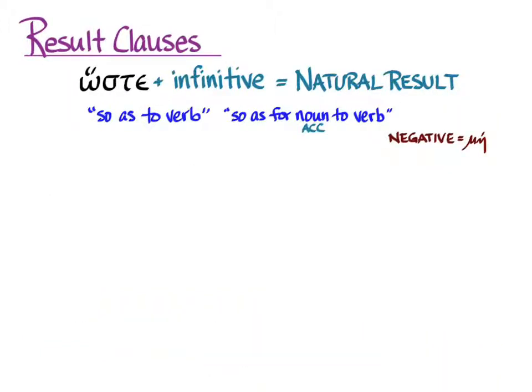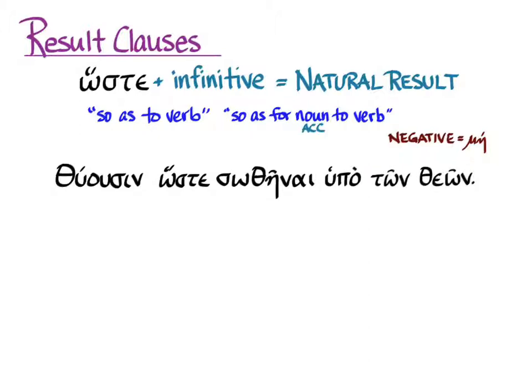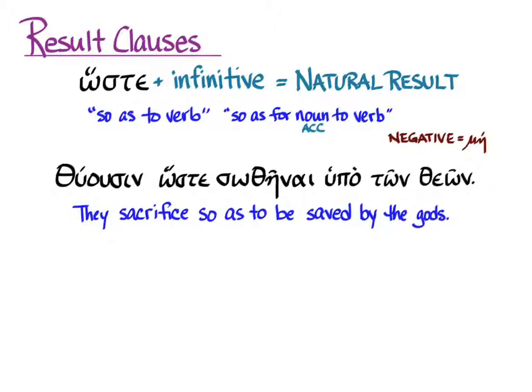Now let's look at natural result. Thuousin hoste sothenai hupo ton theon. They sacrifice so as to be saved by the gods. Now, they sacrifice is what they're doing. What we would naturally expect to happen because they are sacrificing is that they will be saved by the gods. We're not saying that it's actually happening, but that is what we can expect. That is what would naturally occur or naturally result.